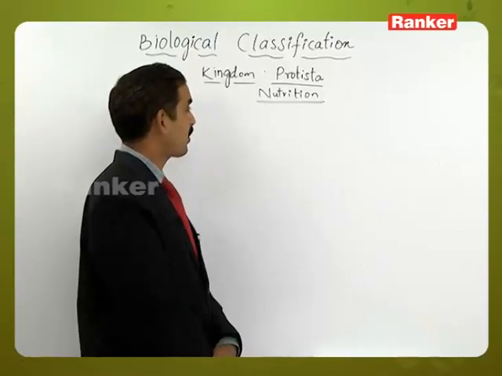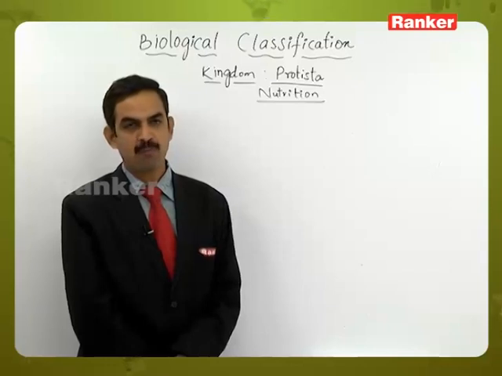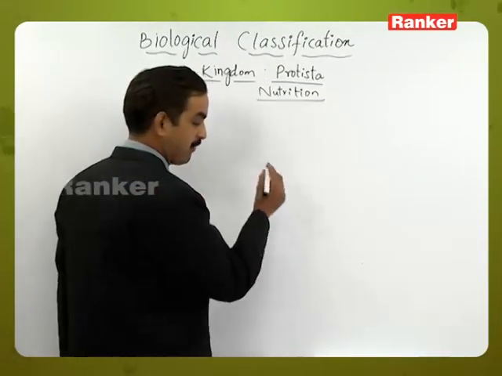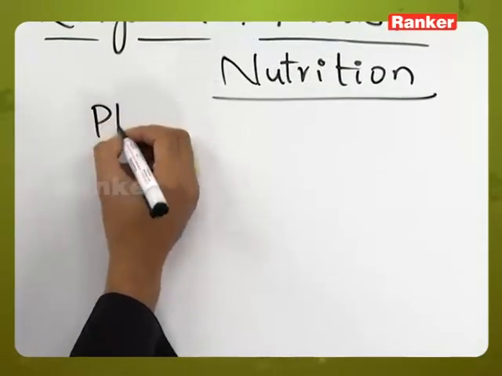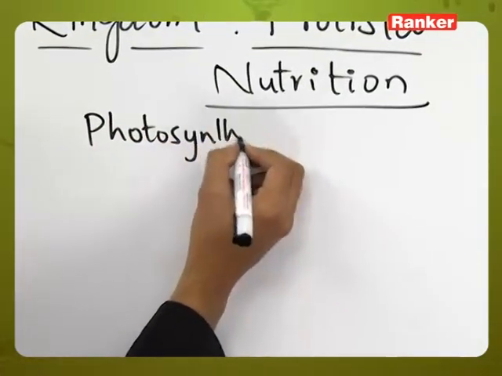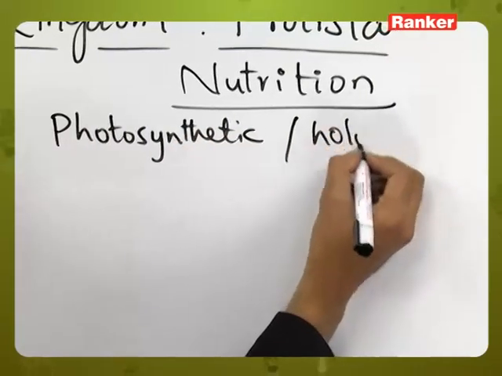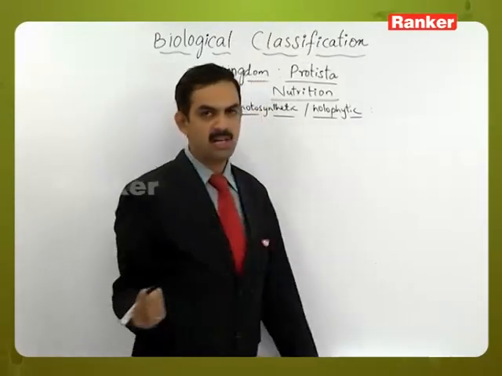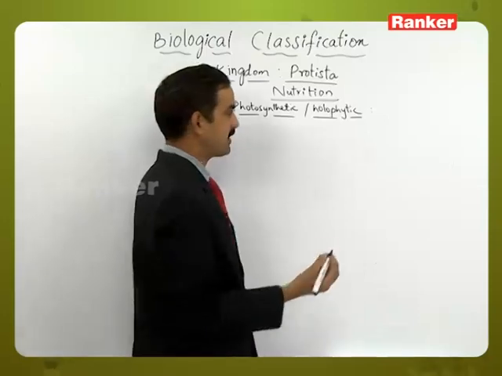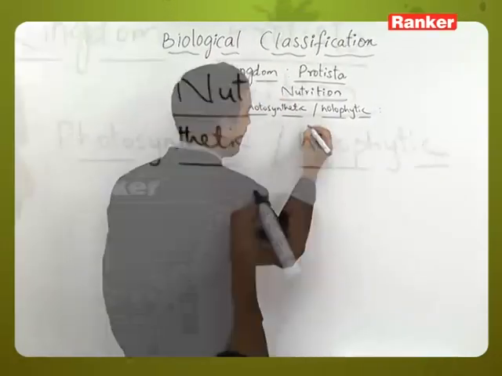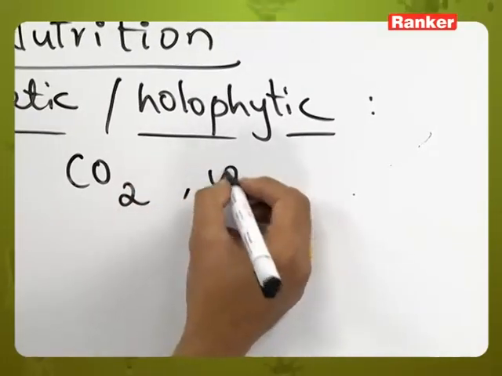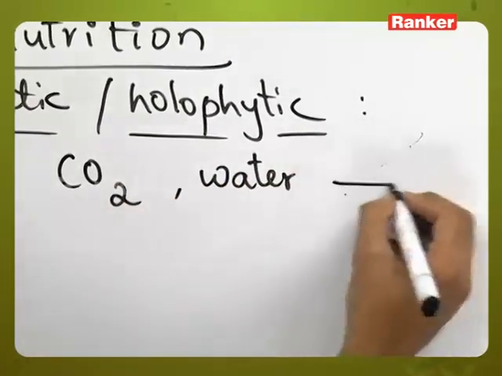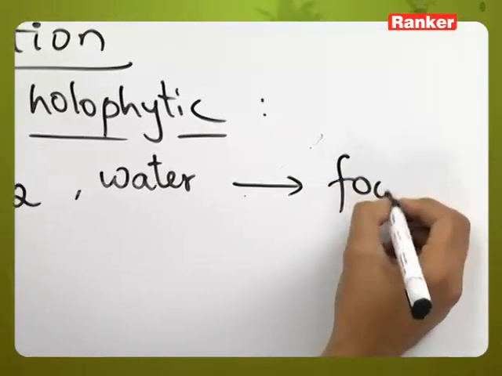Here some of the members of Protista are phototrophic, they can prepare their own food materials, but at the same time some of them show parasitic or heterotrophic type of nutrition also. Based on that, the first type of nutrition is the photosynthetic or holophytic type of nutrition. In this, they perform the photosynthetic process by taking carbon dioxide from the atmosphere and water, and with the help of these two they help in the production of the food materials.